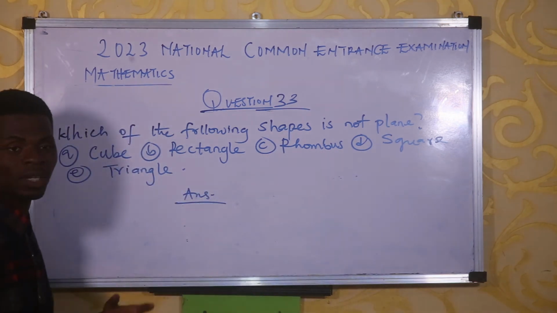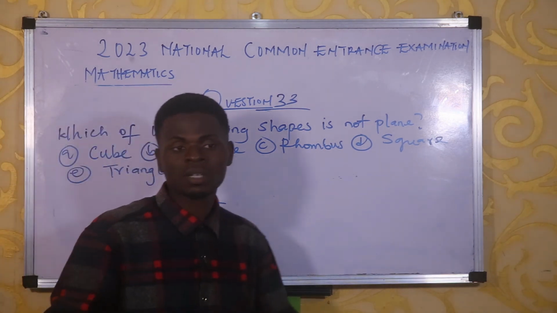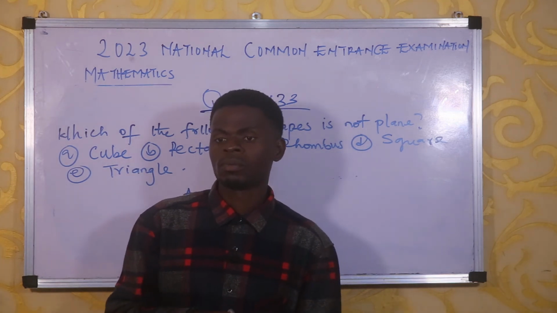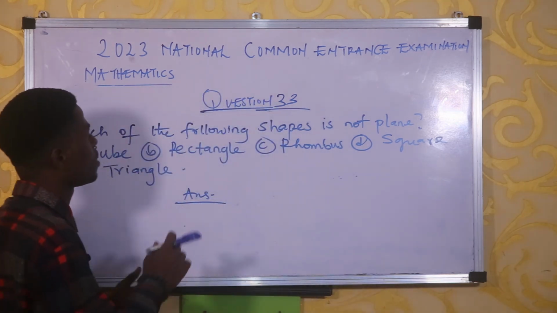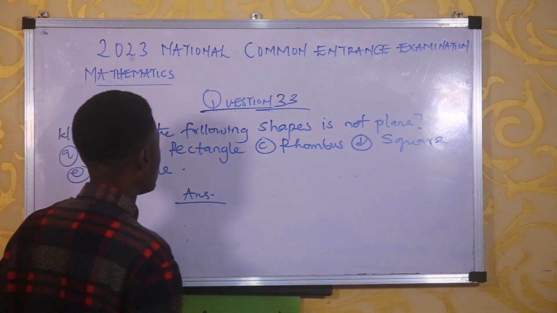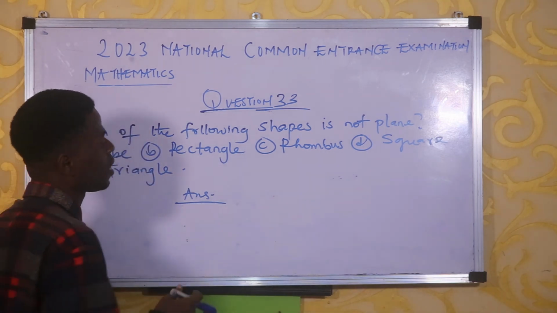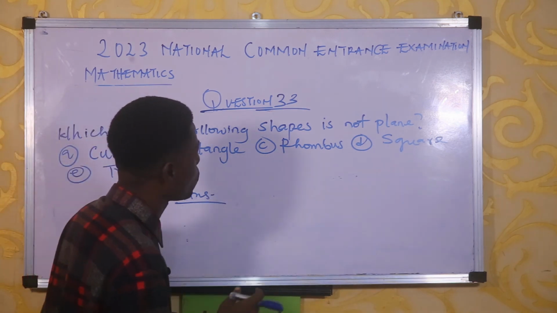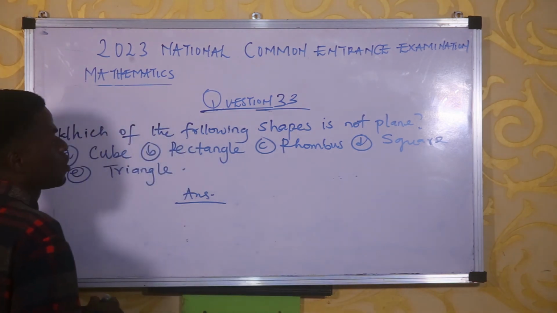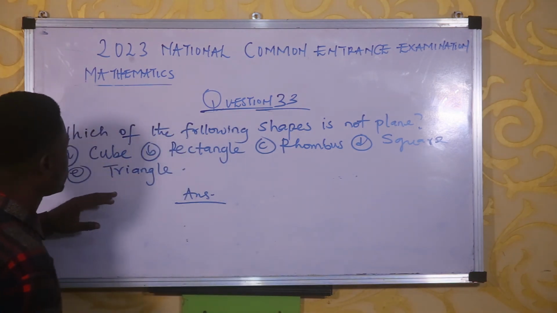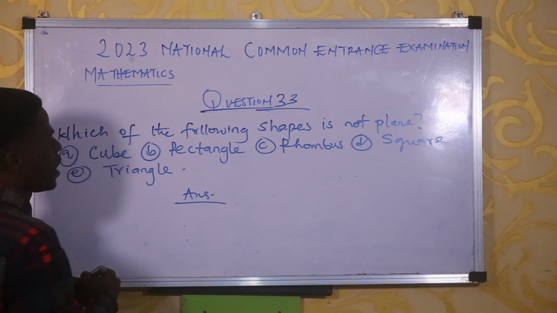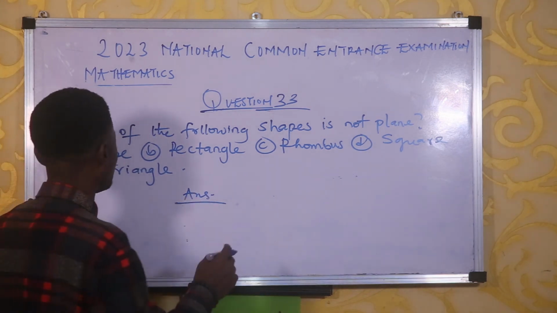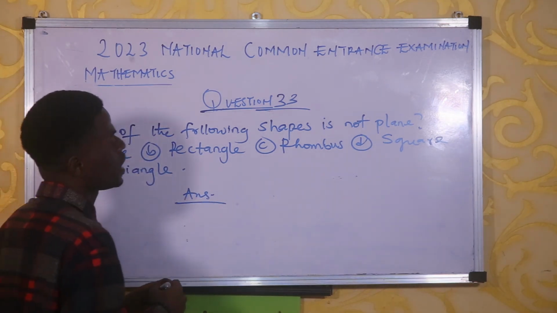But cube is not a plane shape because cube is an example of a 3-dimensional shape. Okay, so it has the breadth, the width, and the depth. But a plane shape is 2-dimensional. It has only the breadth and the width, but does not have thickness. So in this case, cube is the answer. Cube is not a plane shape because it is a 3-dimensional shape. So our answer is option A.